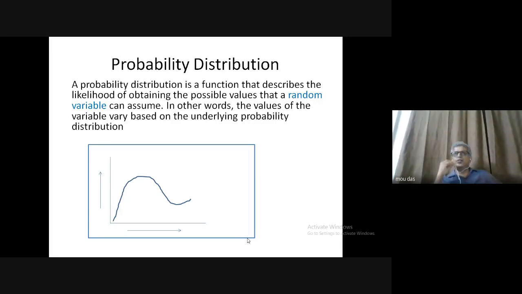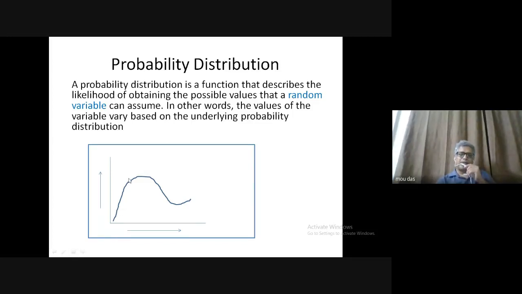Suppose you want to see the probability function or probability distribution of the mean age of all first year postgraduates in, say, one medical college. There will be a central value, the mean or the median value, where most of the students' ages will be, and there will be some outliers. If you have taken 200 students, the total probability will be one, and one observation will correspond to 1/200 of the probability.